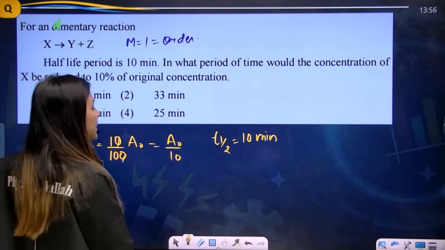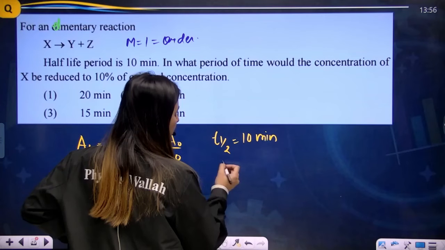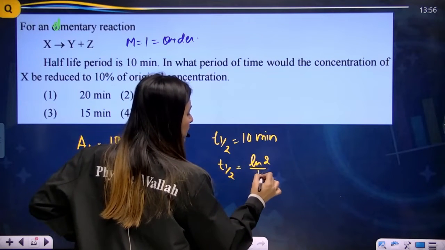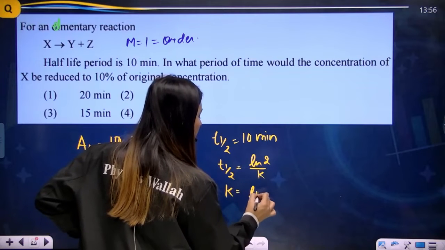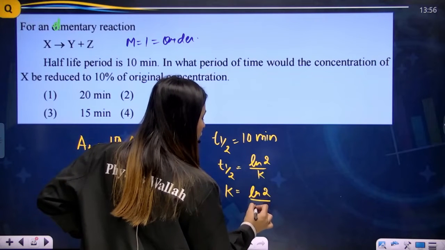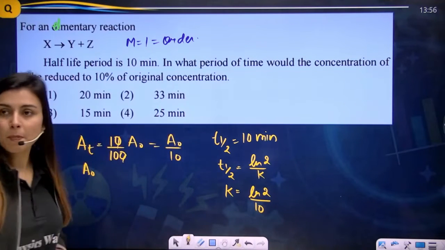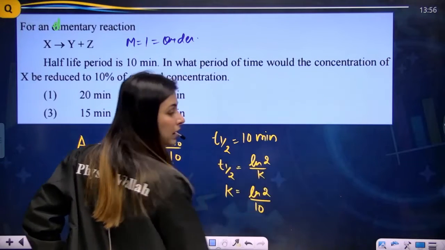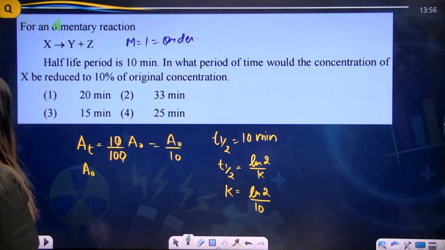I know the integrated rate law. First, from the integrated rate law, T half is equal to ln 2 by K. So can I say that K is equal to ln 2 by T half, which is 10 minutes? Right? Let's write the integrated rate law, my dear students.